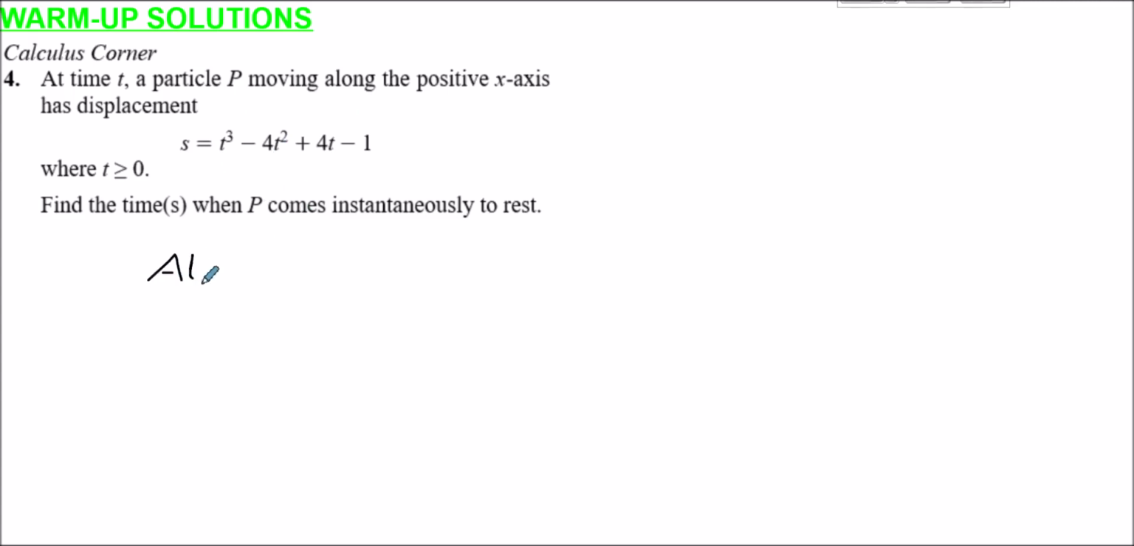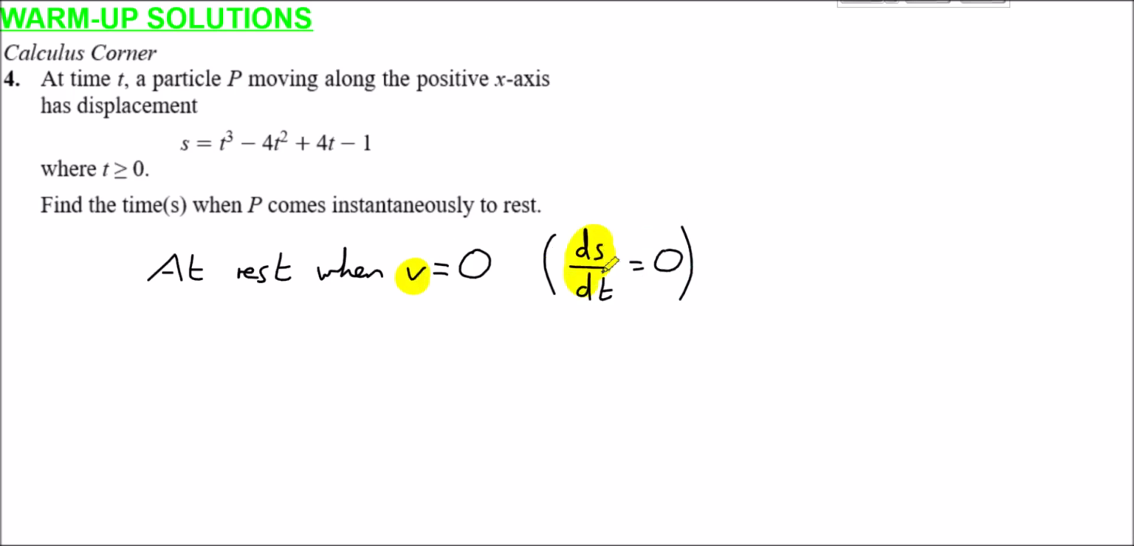Obviously, when something's got a velocity of 0, it's not moving. So it's going to be at rest when v is equal to 0. Now, we need to make a leap of faith here and realise that from before, v is ds over dt. So we need to make that link. What we're saying here is that v being equal to 0 is the same as saying ds by dt is equal to 0, because from the previous lesson, we should remember that v is ds by dt.